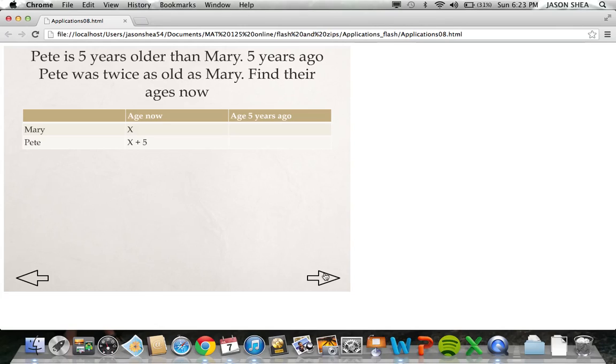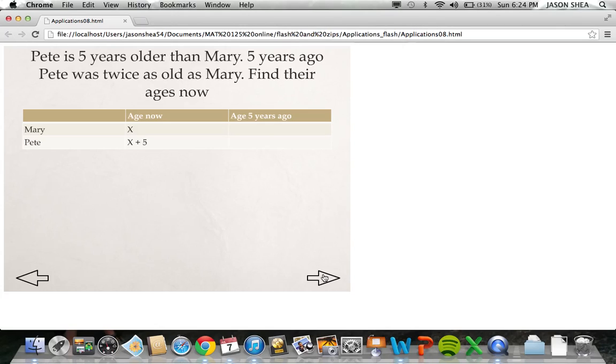Now we have to move on and think about a way to represent their ages 5 years ago. There's nowhere in the problem where it tells us what their ages were 5 years ago, but we currently have representation for their ages now. Assume we're talking about someone who's 30 years old now. If they're 30 now, how old were they 5 years ago?